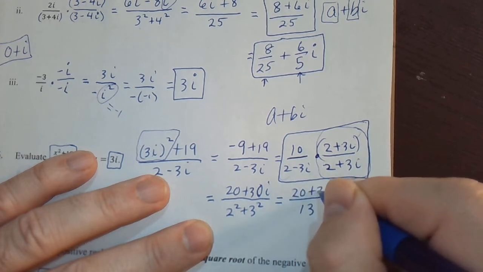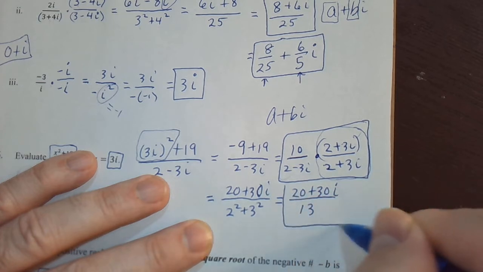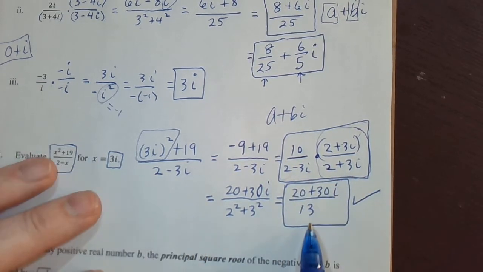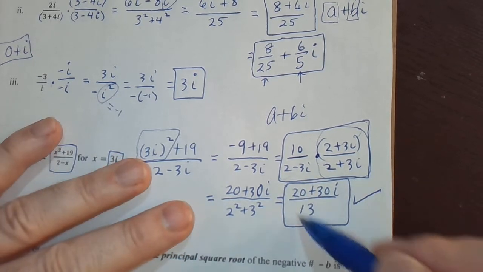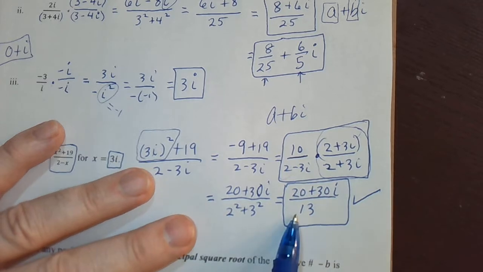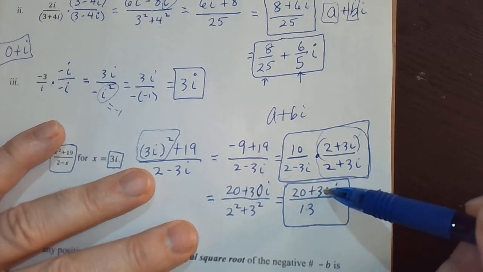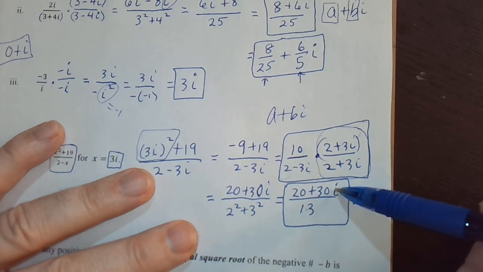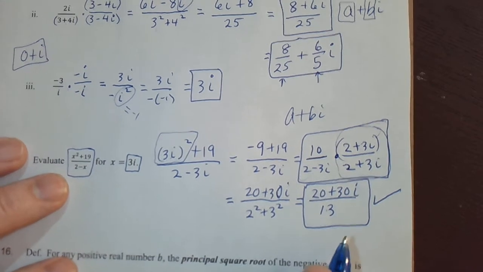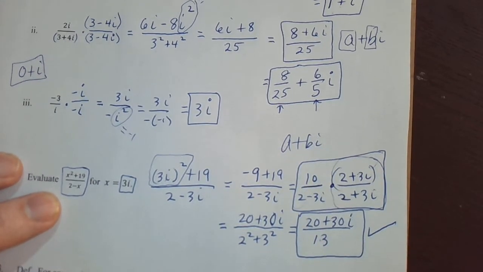20 plus 30i over 13. And once again, we have a complex number divided by a real number, and there's no canceling that could go on here. We can't reduce this at all. My preferred way of writing it would be 20 over 13 plus 30 over 13 times i. Actually put it in a plus bi form instead of a plus bi over 13.